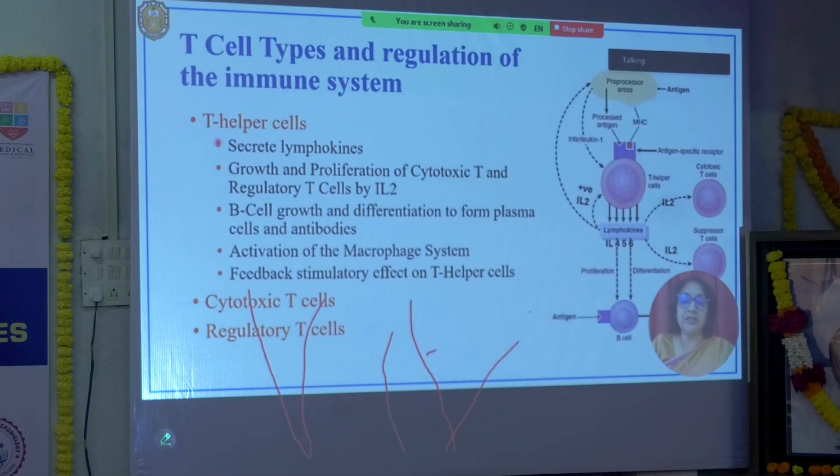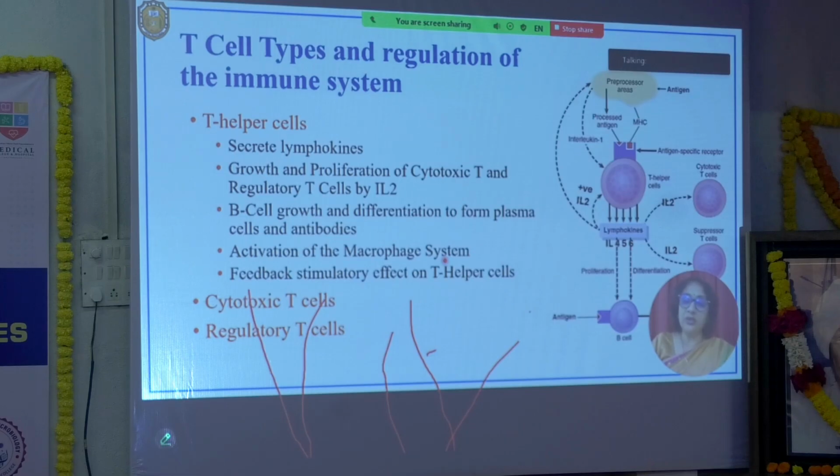What are the functions of T cells? Lymphokines and interleukin-2 stimulate growth and proliferation of cytotoxic and regulatory T cells. Almost all interleukins, but especially IL-4, 5, 6, participate in B cell activation, growth and differentiation to form plasma cells and antibodies. T helper cells slow down and stop the migration, or chemotaxis, of macrophages into inflamed tissue. This increases accumulation of macrophages in the required area.